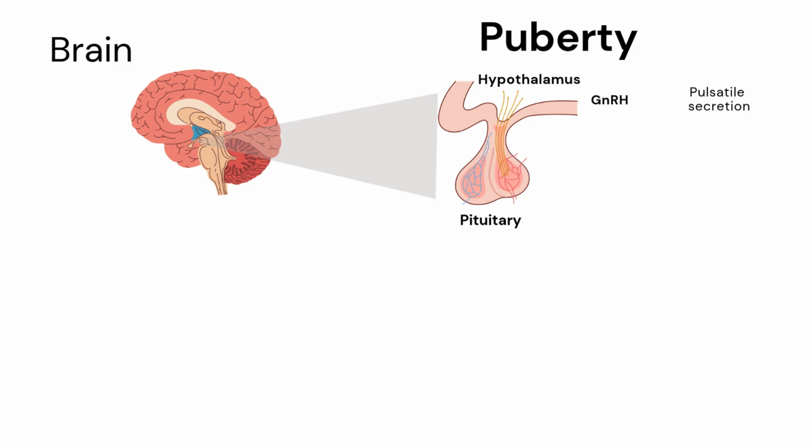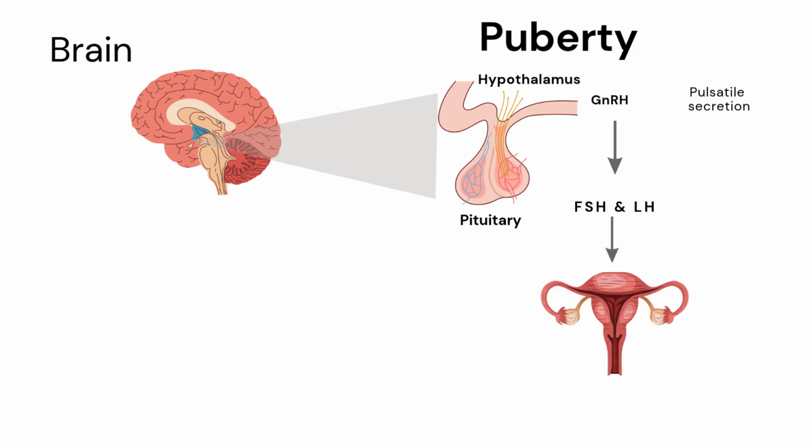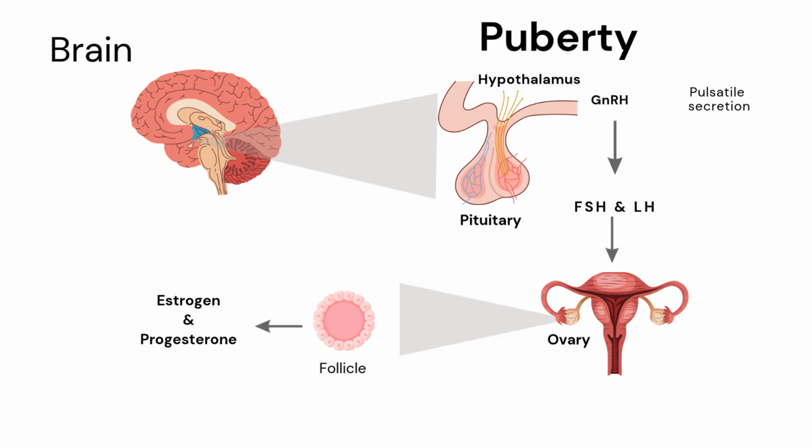You've got the hypothalamus secreting gonadotropin-releasing hormone, GnRH, in these distinct pulses. Those pulses travel right through the portal blood to the anterior pituitary, and that triggers the release of follicle-stimulating hormone, FSH, and luteinizing hormone, LH. Then, those two hormones travel all the way down to the ovaries, basically knocking on the door of the follicles and telling them, hey, get to work producing estrogen and progesterone.